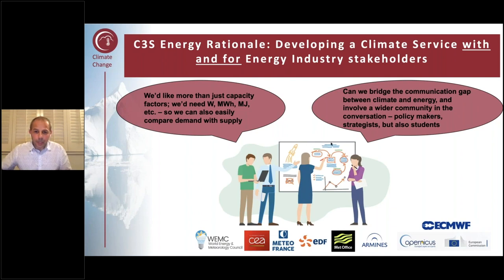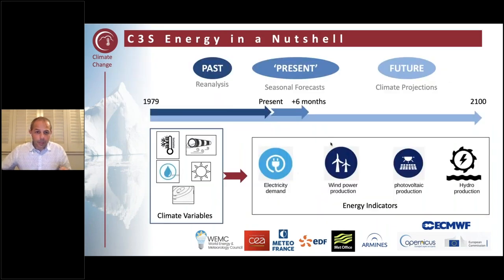Anyway, that's the basis, and this is basically, in a nutshell, what we've been developing. It's a simplified diagram, maybe still too complex, but in essence we are dealing with 3 timescales. We look at what happened in the past, for about the last 40 years, and then we look at the near future with seasonal forecasts. The past is typically covered with reanalysis products. Seasonal forecasts are used for the present, and for the future we look at climate projections.